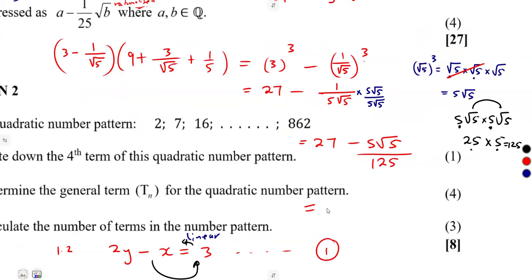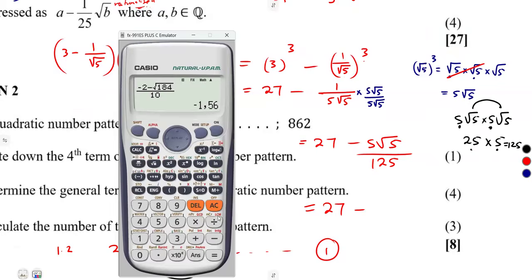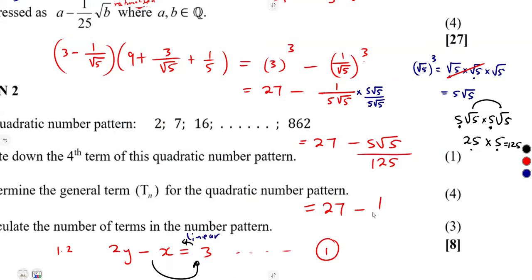And here, 27 minus what? This here, minus 5 over 125, that is going to give us minus 5 over 125. That is going to give us negative 1 over 25. Negative 1 over 25. So you remain with what? The square root of 5. Remember, we simplified this. So you're going to remain with the square root of 5 separately like this.